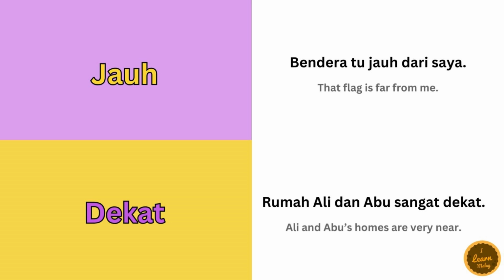Rumah Ali dan Abu sangat dekat. Ali and Abu's homes are very near. Rumah means home or house. Ali, Abu are common male names. Sangat means very, and dekat means near.